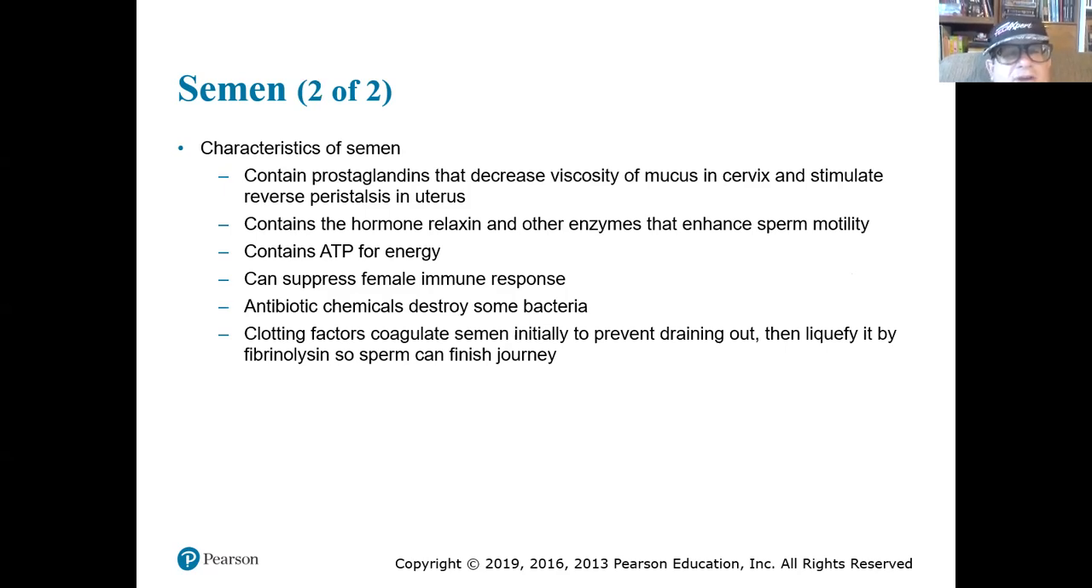All right, so characteristics of semen. It has prostaglandins in it that will decrease the viscosity of the mucus in the cervix. That makes it easier for the sperm to swim up through the cervical canal. Stimulate reverse peristalsis in the uterus.